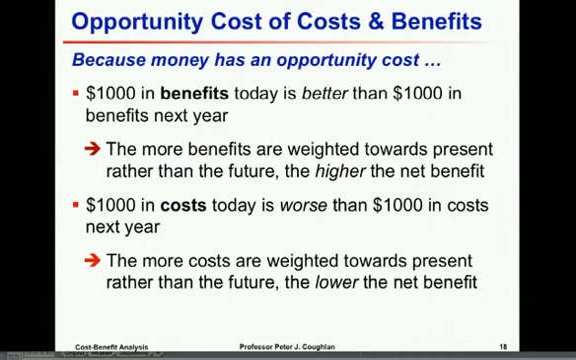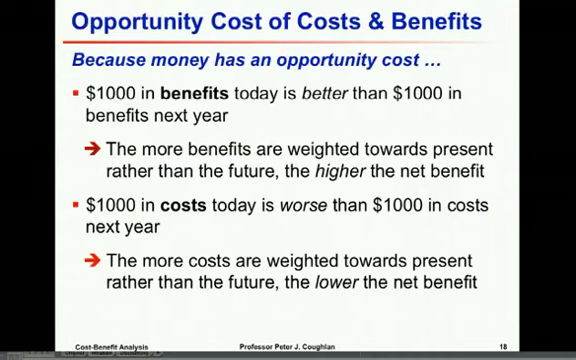So because money has an opportunity cost, not just inflation, but an opportunity cost above and beyond inflation, that means $1,000 in benefits today is better than $1,000 in benefits next year. And $1,000 in cost today is worse than $1,000 in cost next year. I'd rather incur $1,000 of costs next year than this year. I'd rather have $1,000 of benefits today than next year.